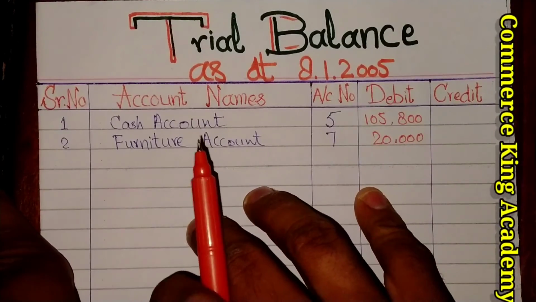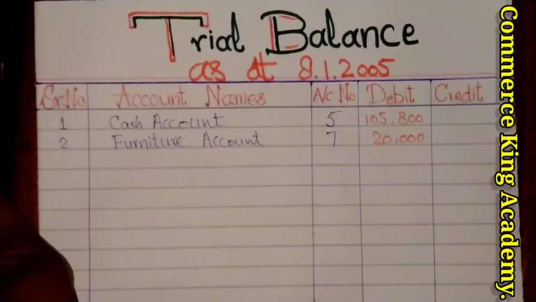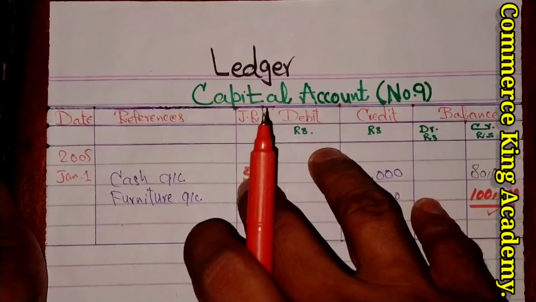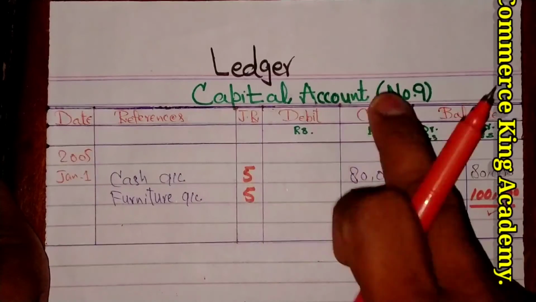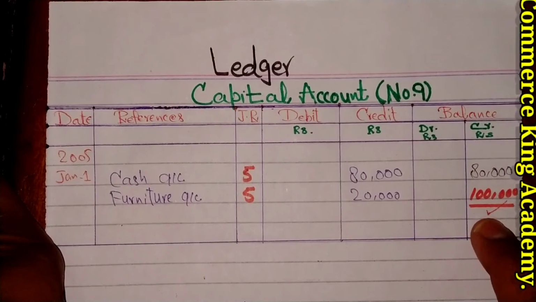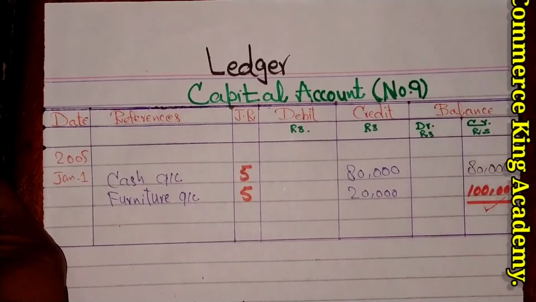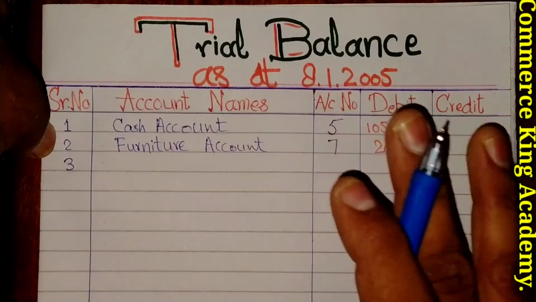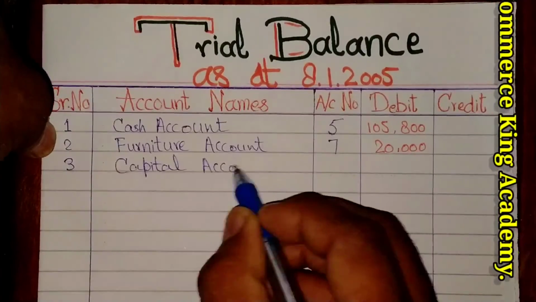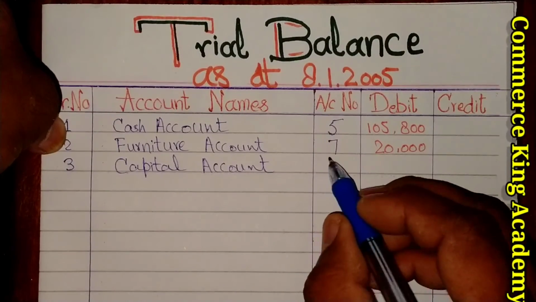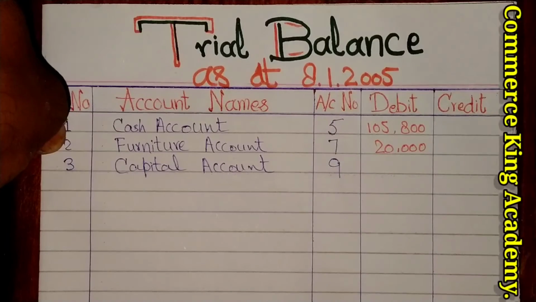Now we will move toward our next account of the ledger. Our next account in illustration number 2 from the last video was the ledger of capital account with ledger folio number 9, with a credit balance of 100,000 rupees. So the serial number would be 3, with the name capital account. Account number is 9, with a credit balance amount of 100,000 rupees.